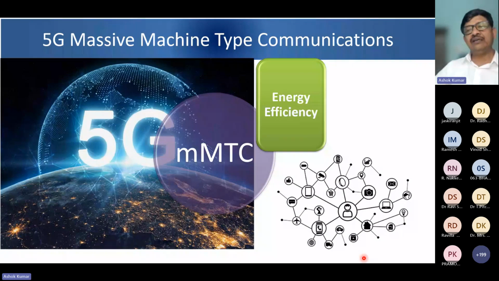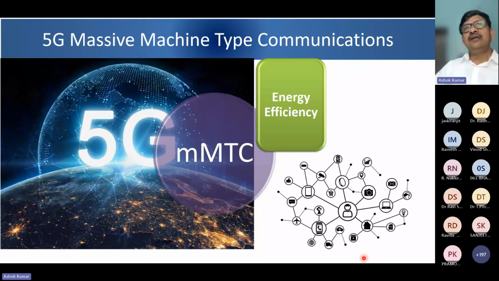Why do we require very good energy efficiency for an mMTC kind of use case? Battery-powered devices. Because the sensor nodes are resource constrained, the battery is very limited. Right. There are plenty of nodes, several machines, and there should be minimum power requirements so that all can communicate with each other on a broader scale. Very good. So all of you are right.